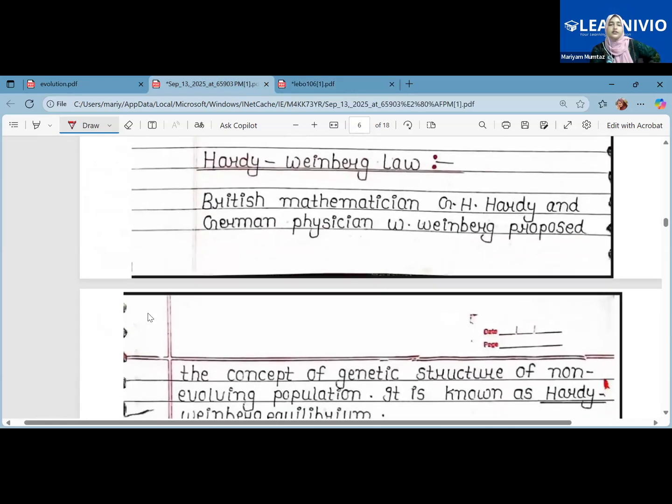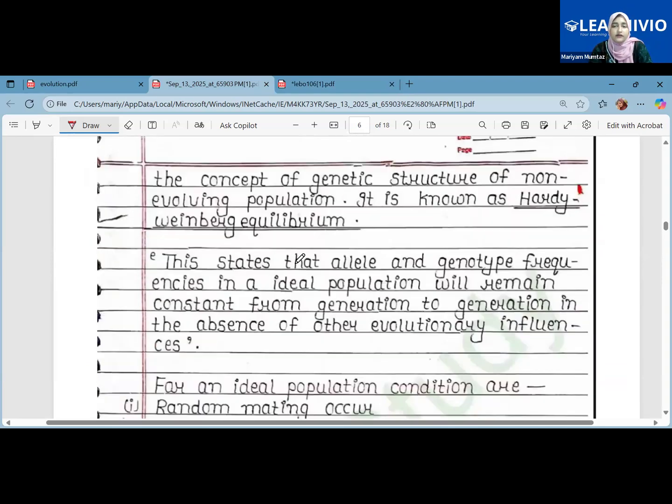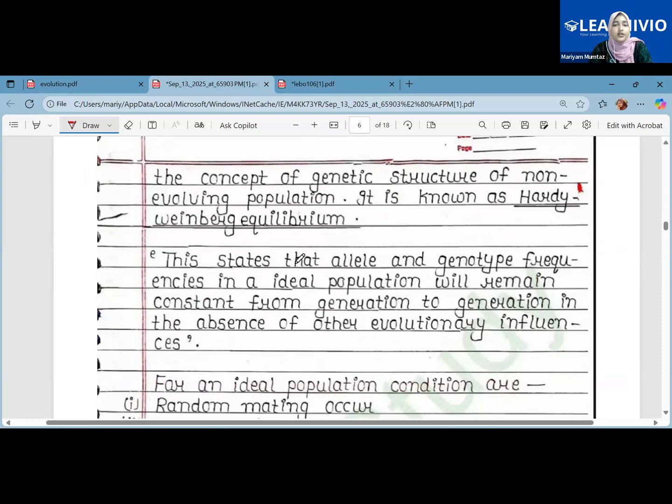So according to this particular law, this is what the write-up part is. The Hardy-Weinberg law: the British mathematician G.H. Hardy and German physician W. Weinberg proposed the concept of genetic structure of non-evolving population, which we call Hardy-Weinberg equilibrium, meaning it states something that is not evolving, which is constant.